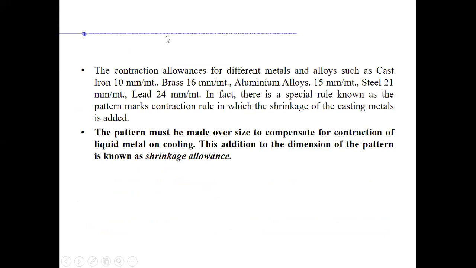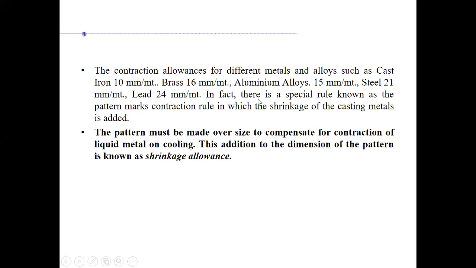You see the contraction allowances for different metals and alloys, such as cast iron. All these are allowances that are generally kept. Cast iron, 10 mm per meter. For every meter of length, you keep 10 mm, right? So if you have 5 meters, 50 mm. That's how it goes. Brass, 16 mm per meter. All these values are based on their particular coefficient of thermal expansion, as I was saying. The more the expansion taking place, the more allowance is kept. So brass 16, steel 21, quite a lot, isn't it?